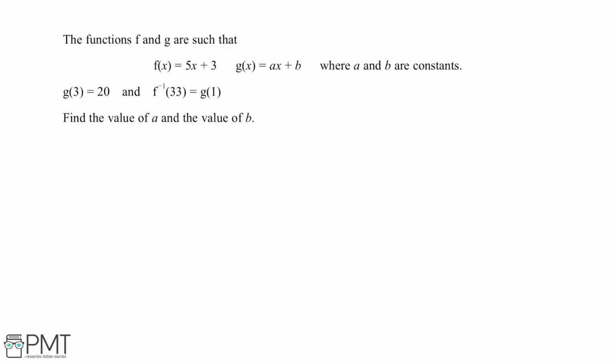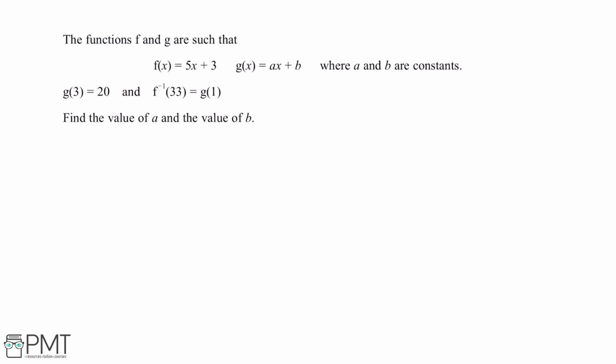The functions f and g are such that f of x equals 5x plus 3, g of x equals ax plus b, where a and b are constants, g of 3 equals 20, and the inverse of f of 33 equals g of 1. Find the value of a and the value of b.